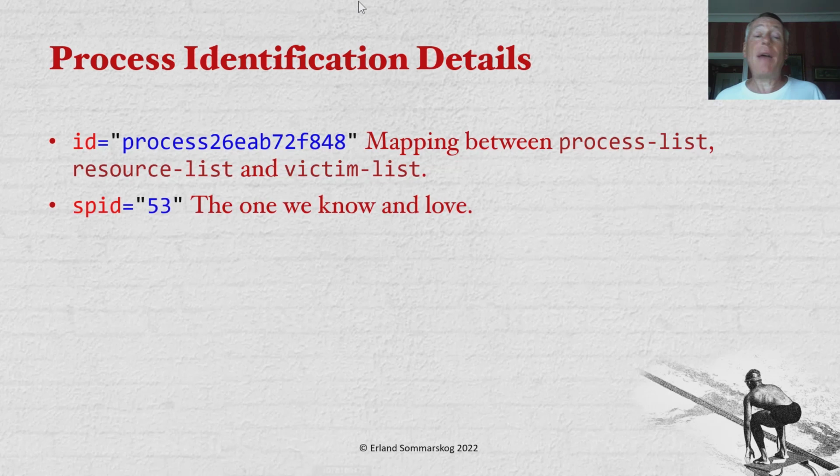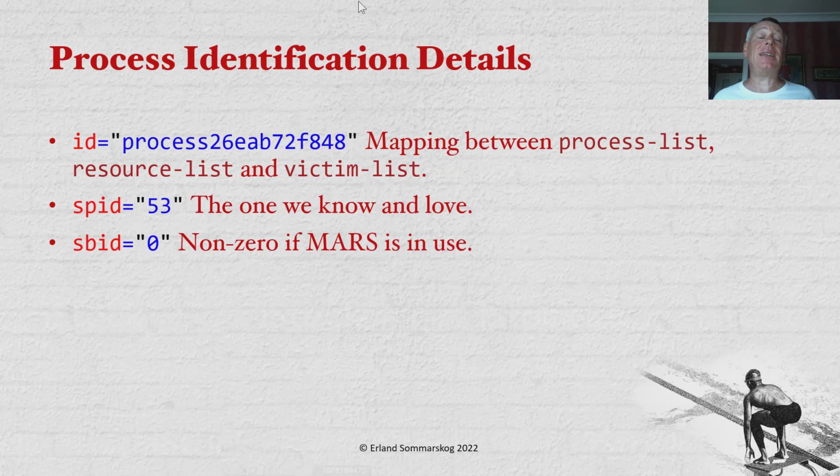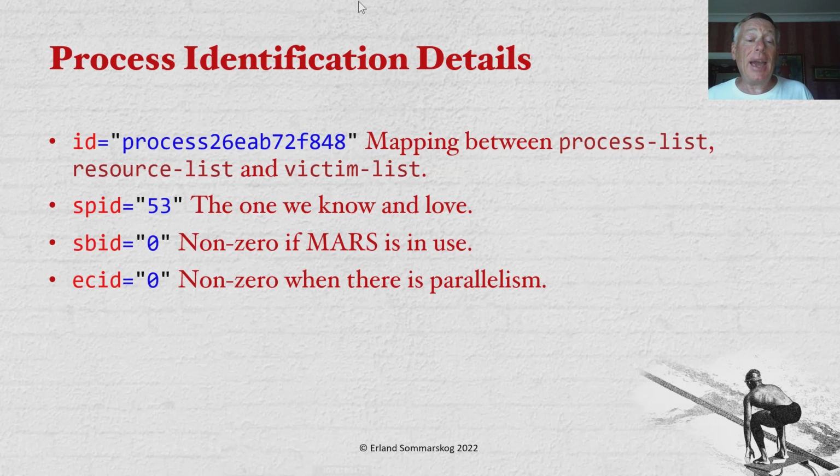Then we have the SPID. Well, that's the session ID we all know and love. Then we have SBID, for server batch ID, which will be non-zero if you have multiple active result sets, or MARS, in use. It will also be non-zero if the query is an incoming query on a linked server from another SQL Server instance. Then we have ECID, execution context ID, which will be non-zero for a parallel plan.